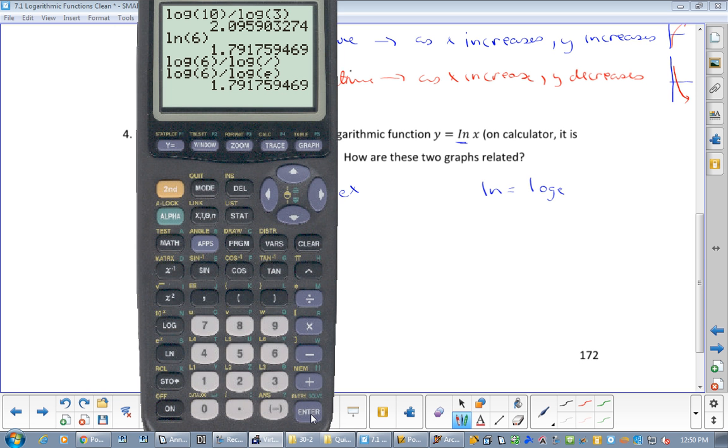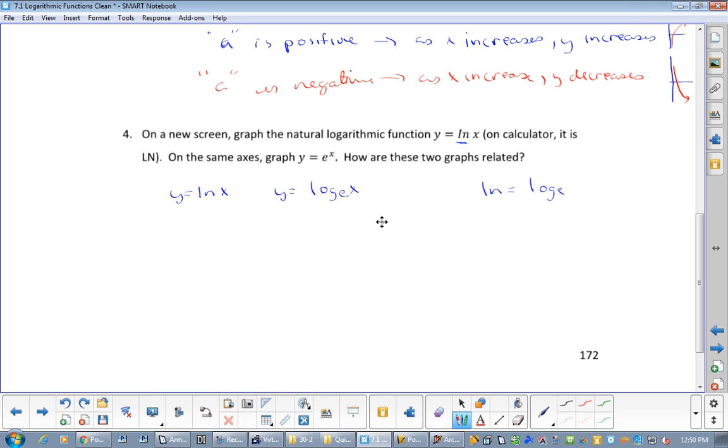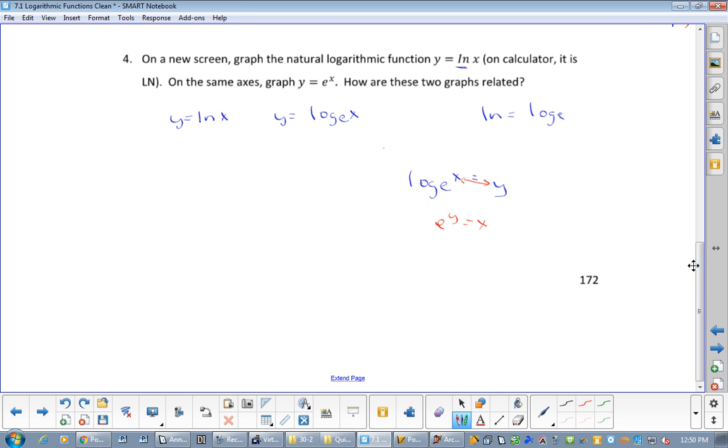Okay, so you get the same answer because log e is the same thing as... Now, if log e to the x equals, say, y. Now remember, these two can trade, so e to the y equals x. Okay? That's just why they're related.